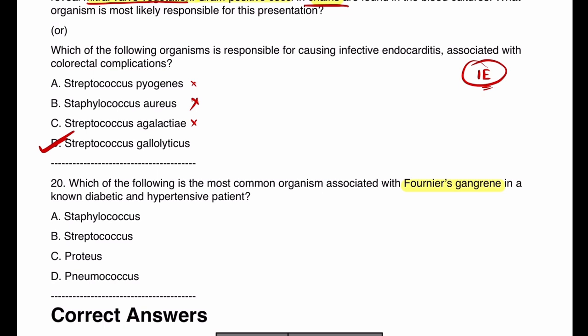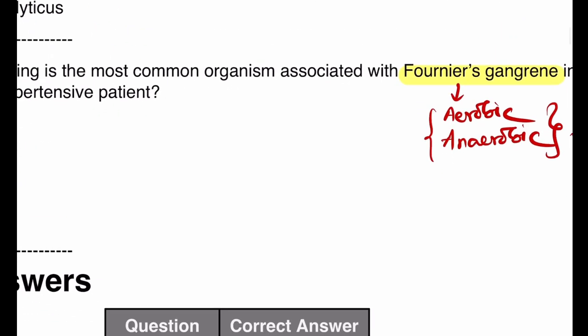Fournier's gangrene, most common is your Streptococcus. Though both aerobic and anaerobic, it's a mixed infection. Both aerobic and anaerobic are important, but most common is Streptococcus. It may be caused by Staphylococcus, Proteus, pneumococcus also, but the most important is Streptococcus.